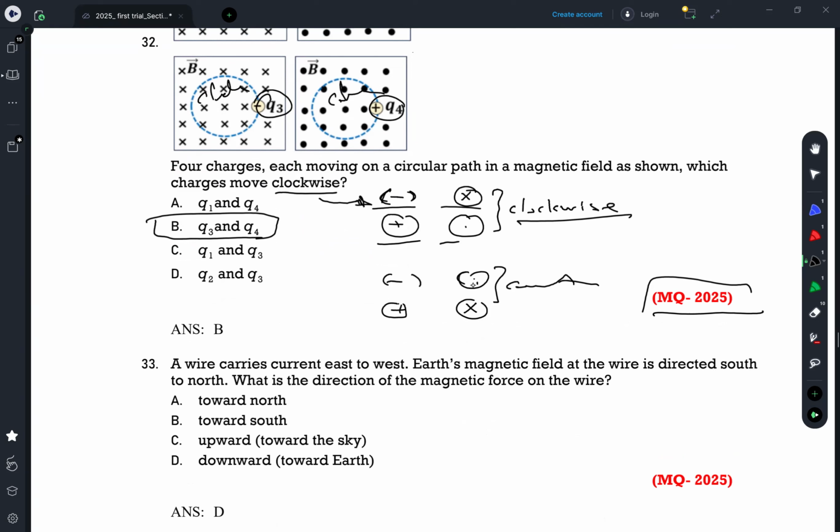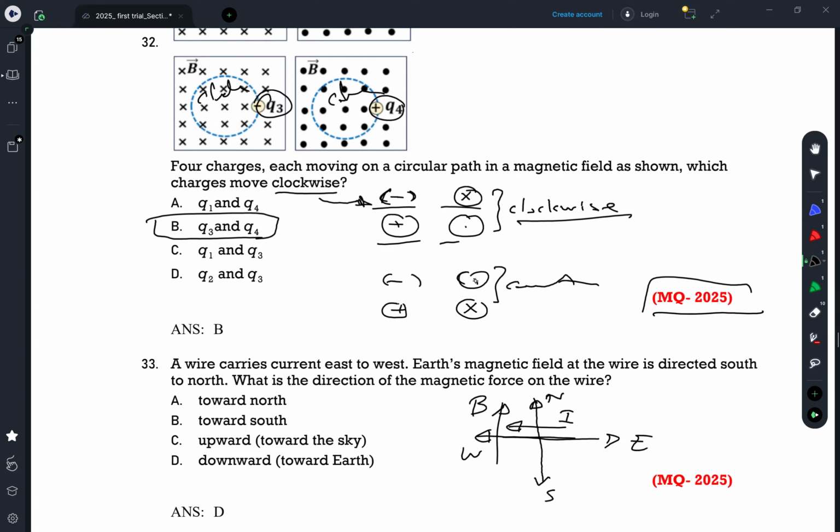A wire carries current from east to west. Let's draw the directions: north, south, east, and west. The electric current goes from east to west, this way. The Earth's magnetic field at the wire location is directed from south to north. It goes on like this.